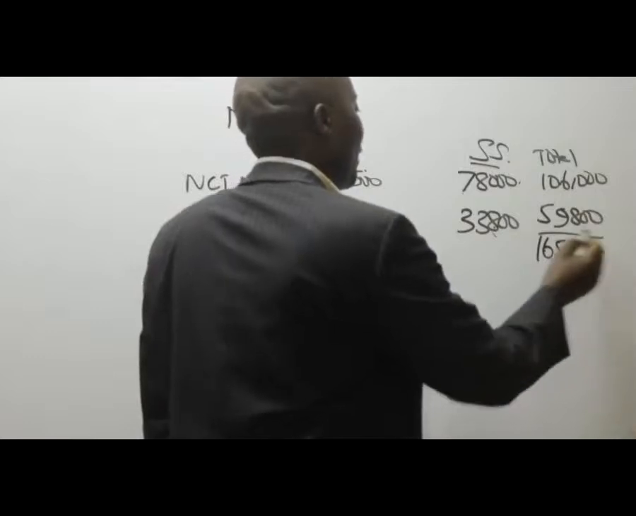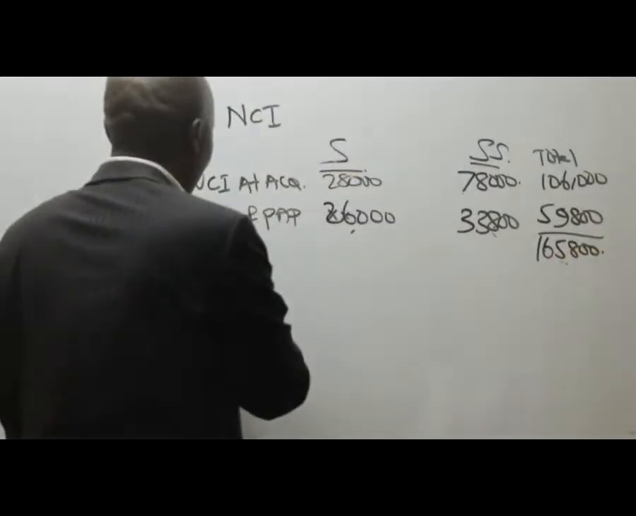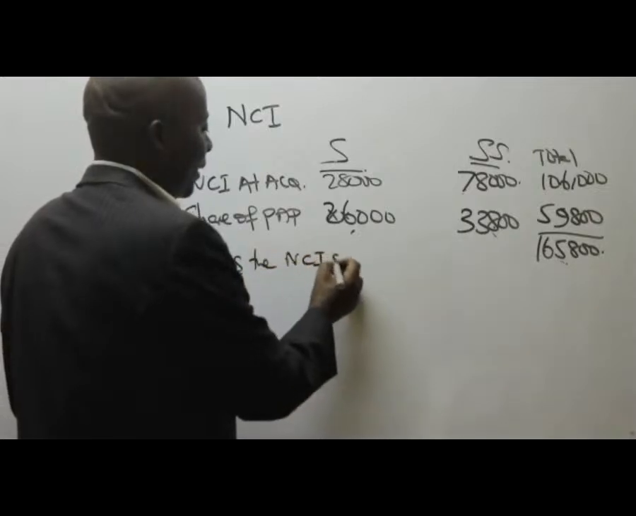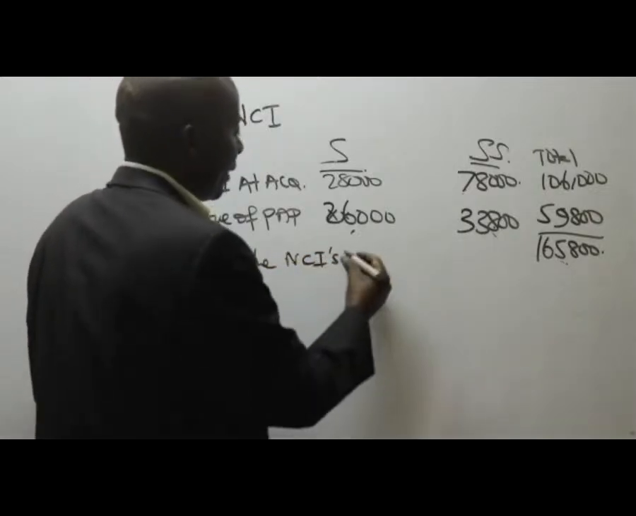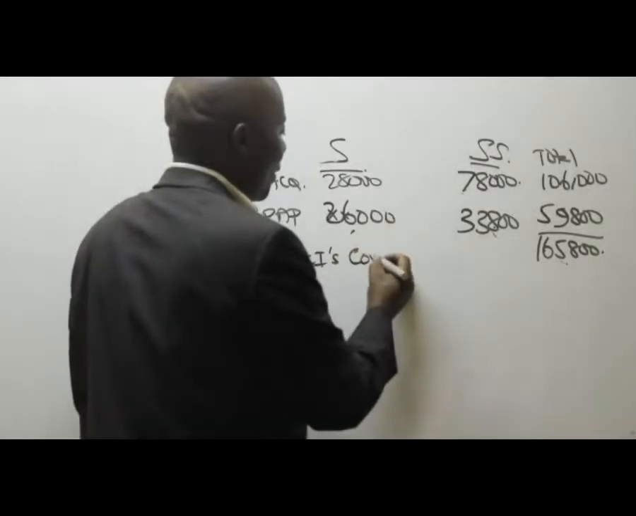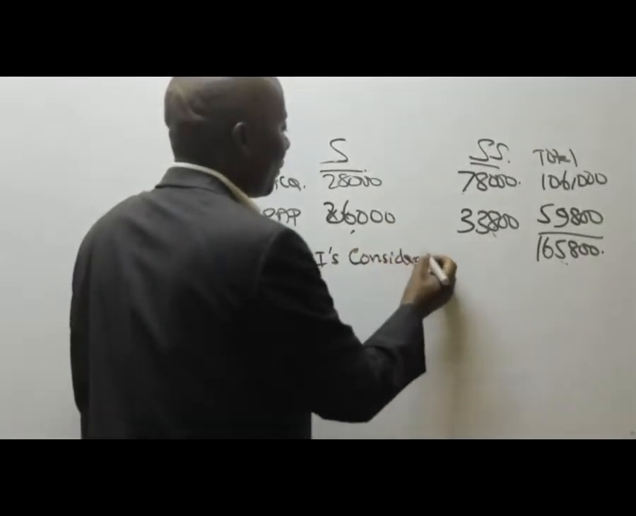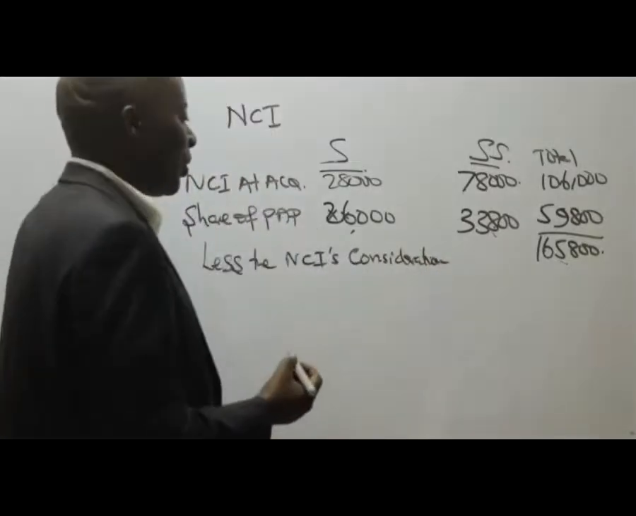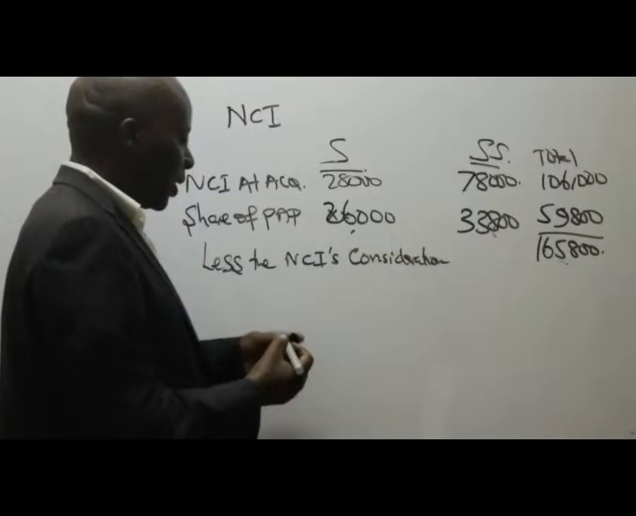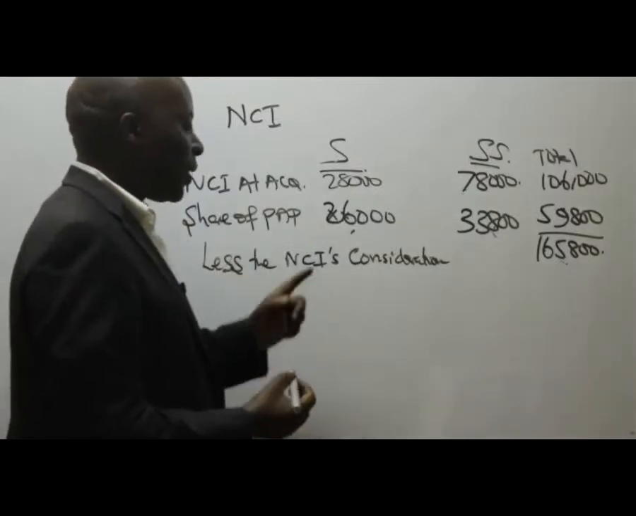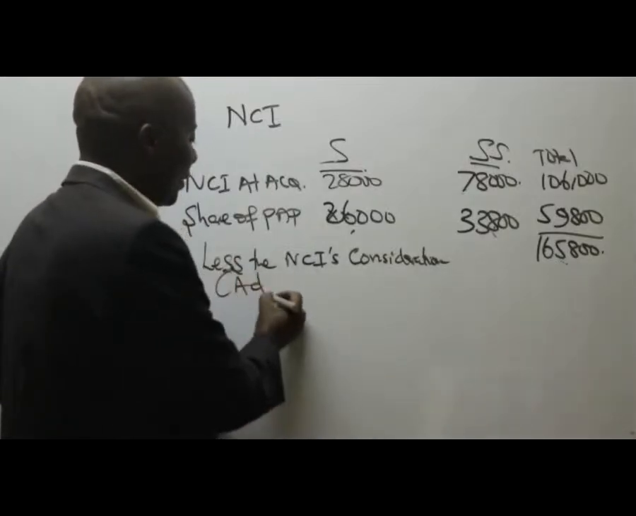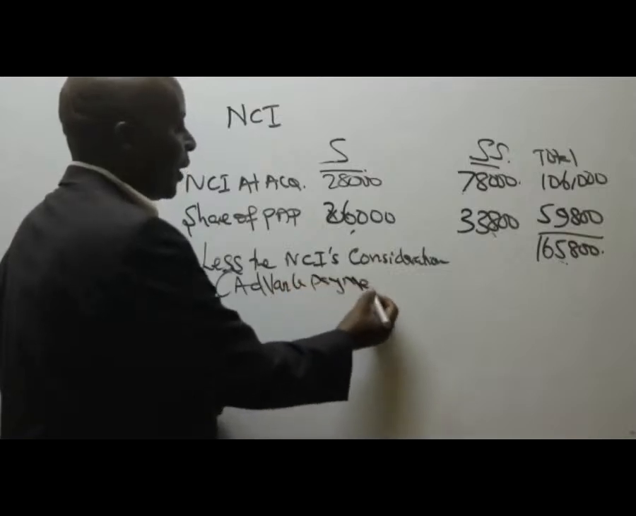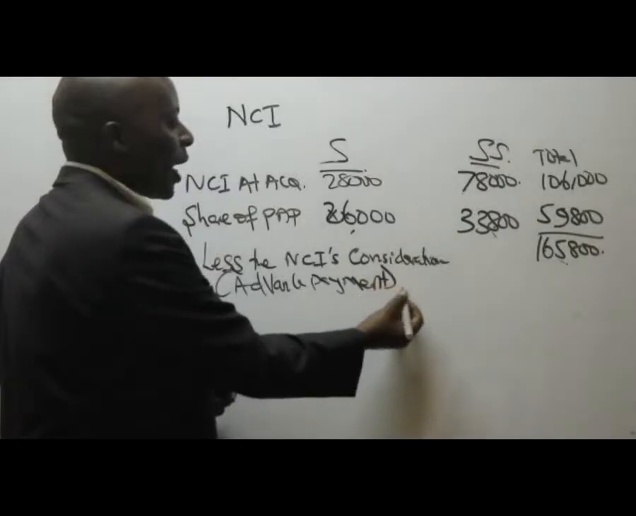And then we'll come under, less the NCI's consideration, what we call the advance, like an advance payment. You'll be able to see this later. We take care of this to avoid double counting.